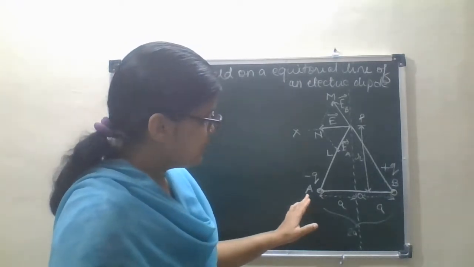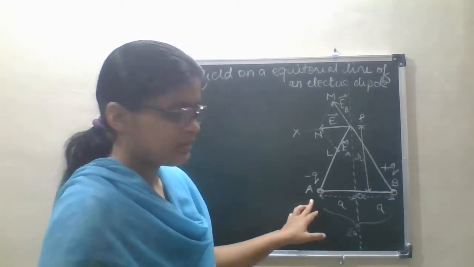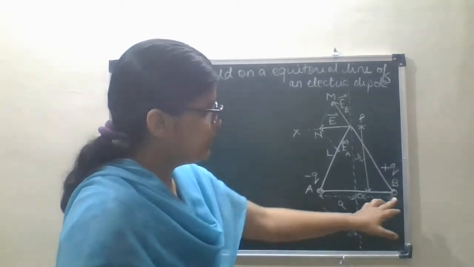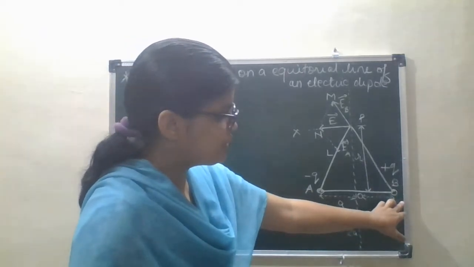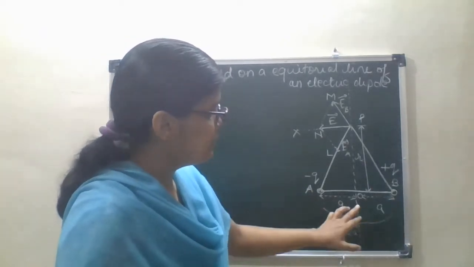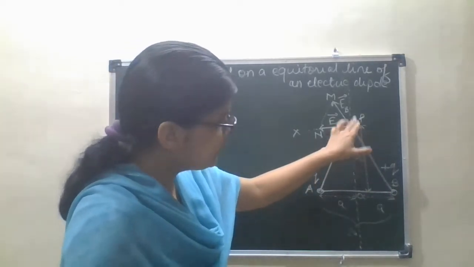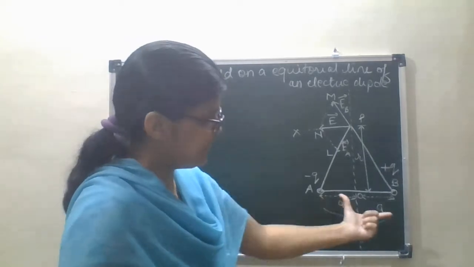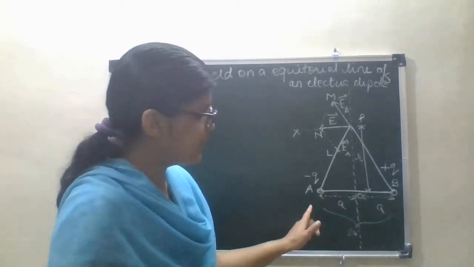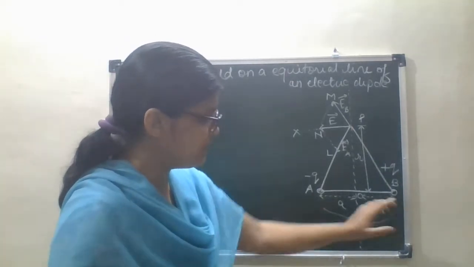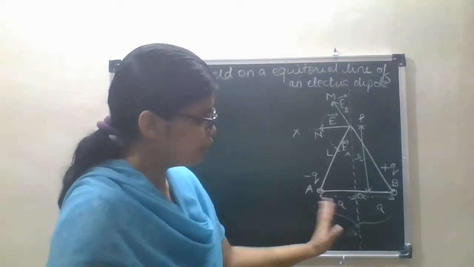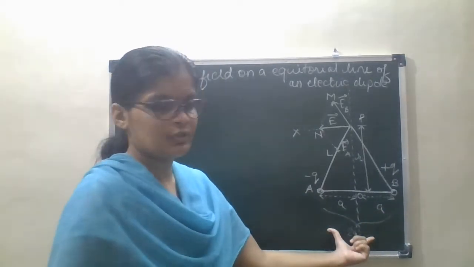Here two charges are there. The charge minus q is placed at position A and plus q is placed at position B. The point P is placed on the equatorial line of this dipole, and the dipole is situated along A and B. Both the charges are separated by the distance 2a.